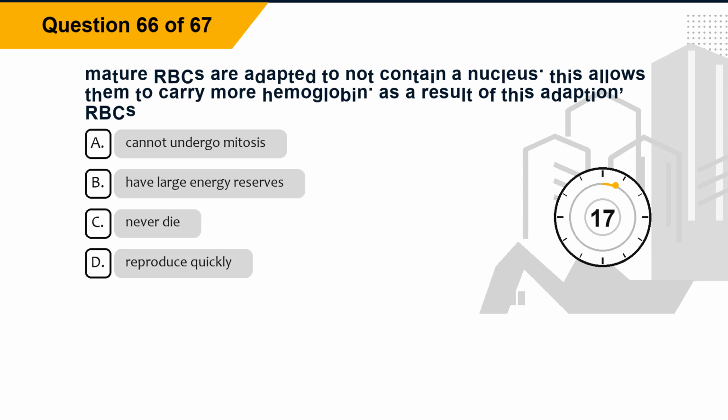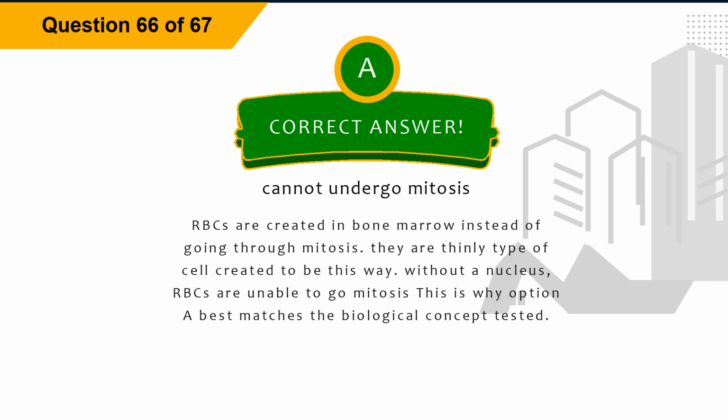Question 66. Mature RBCs are adapted to not contain a nucleus. This allows them to carry more hemoglobin. As a result of this adaptation, RBCs. Option A, cannot undergo mitosis. Option B, have large energy reserves. Option C, never die. Option D, reproduce quickly. The correct answer is option A, cannot undergo mitosis.